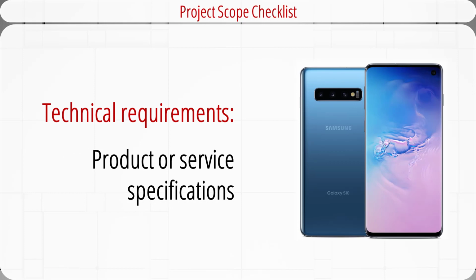The project scope should contain technical requirements of the product or service to ensure the performance of the project. Technical requirements typically clarify either the deliverables or define the performance specifications. For example, some technical requirements for Samsung's smartphone Galaxy S10 are having a 6.1-inch screen, running Android version 9 with a RAM of 8 GB and a storage of 256 GB.